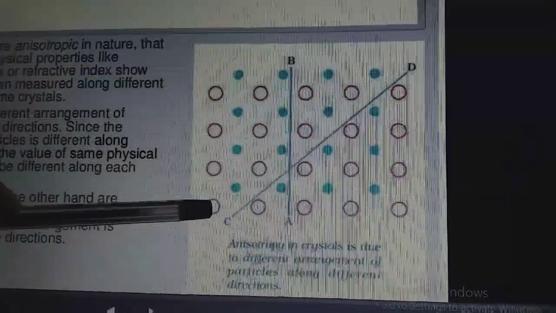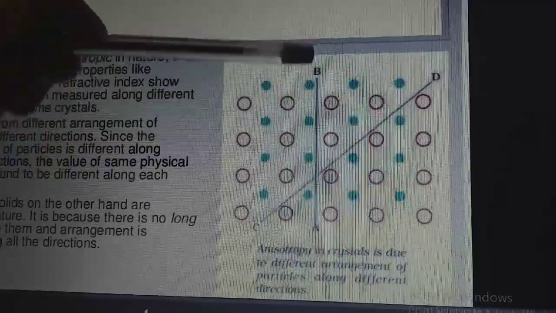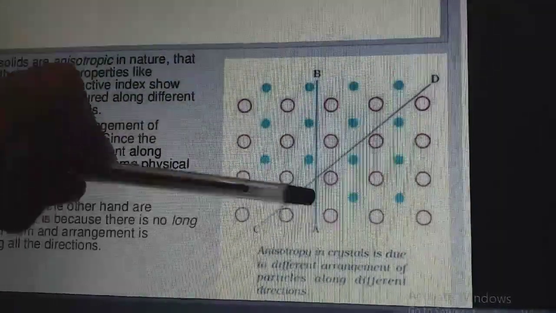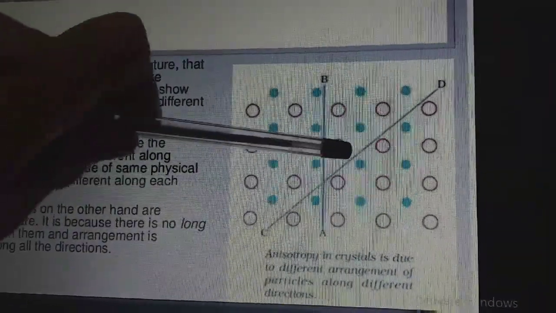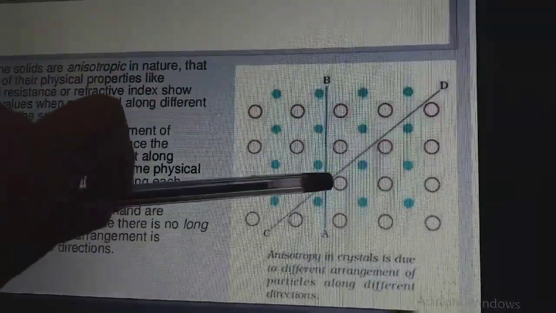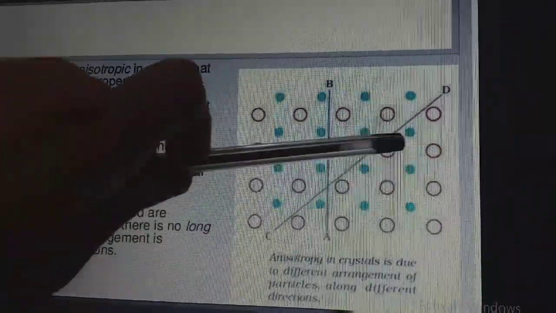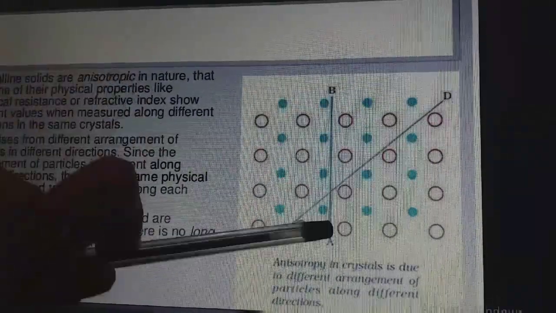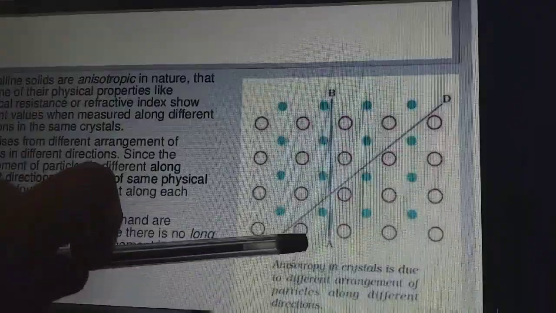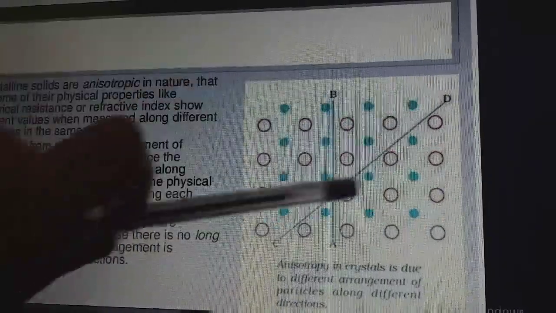Suppose you measure the physical properties, that is the electrical resistance or refractive index. In this direction you measure, the arrangement of particles is like this, so you get one value. The same crystalline solid, same property, electrical resistance, if you measure in this direction, the arrangement of particles is different. One red circle, one dark blue dot, like that. So arrangement of particles in this direction is different. But here it is arranged another way. So it is a regular pattern only, but when you measure in different directions, you get different values. Depending upon the direction, you get the value. Why? Because of different arrangement in different directions.